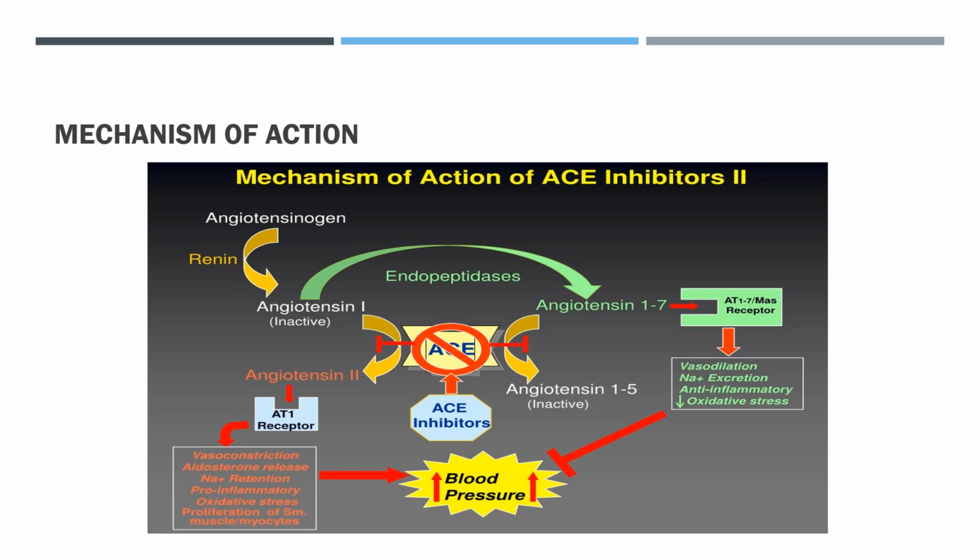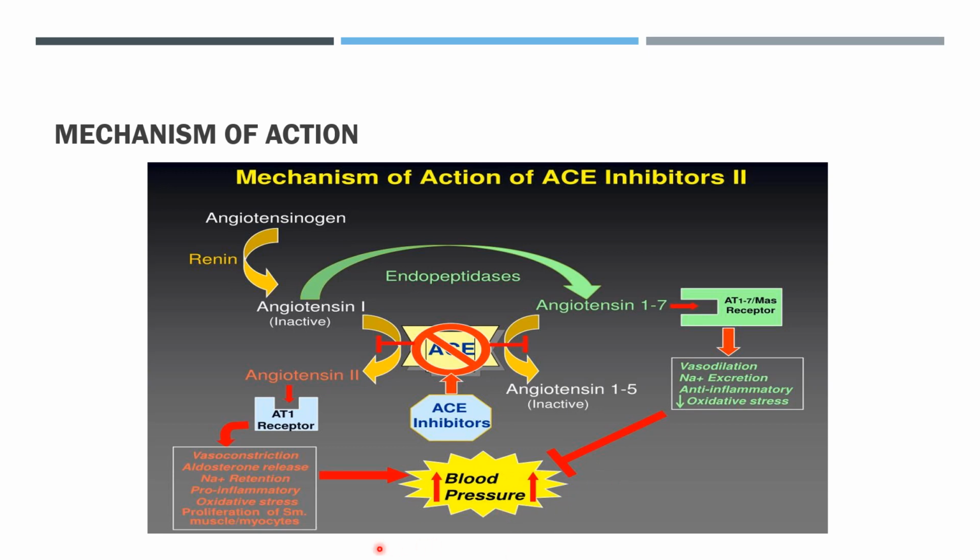So what is the mechanism of action? We clearly know that the kidney releases renin. So the angiotensinogen, in the presence of renin, forms angiotensin 1, which is an inactive stage. In order to convert into angiotensin 2, it needs angiotensin converting enzyme. Once this angiotensin converting enzyme is in action, it forms angiotensin 2. This, at the AT1 receptor, causes vasoconstriction, aldosterone release, sodium retention, pro-inflammatory actions, oxidative stress, proliferation of smooth muscles or myocytes, and this causes an increase in the blood pressure.